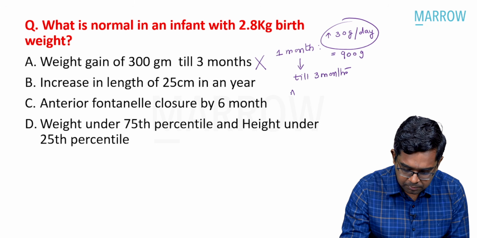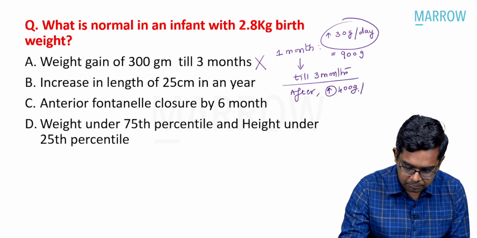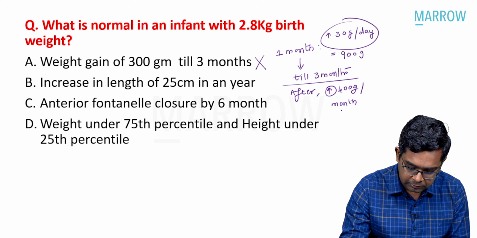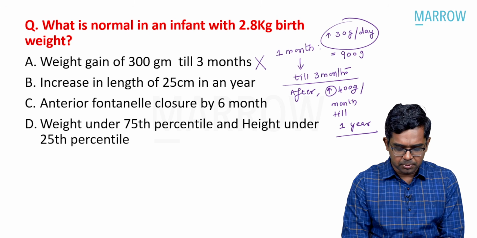After 3 months, it will be an increase of 400 grams per month till the age of 1 year. This will be the usual pattern of weight increase. So, the first statement is absolutely wrong.